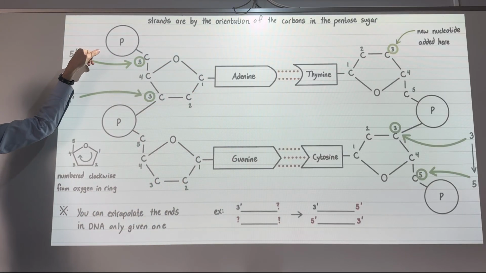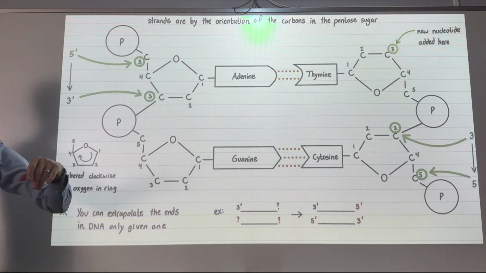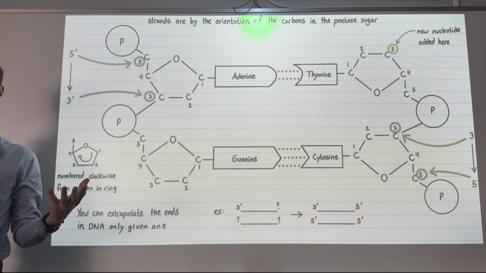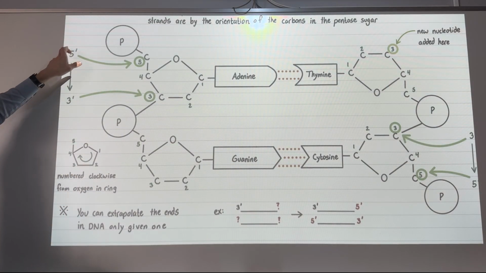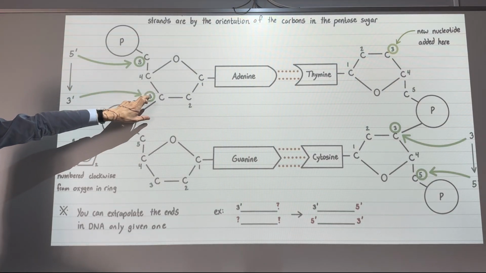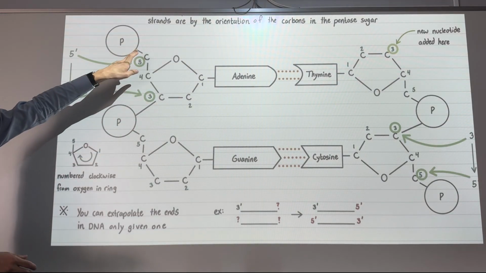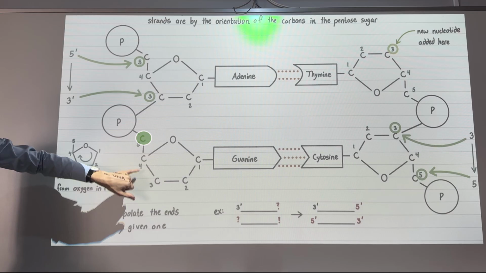I'm sure you guys have used this convention in math as well. That little apostrophe we pronounce as prime, right? So this would be 5 prime. This would be 3 prime. So 5, 3, 5, 3.